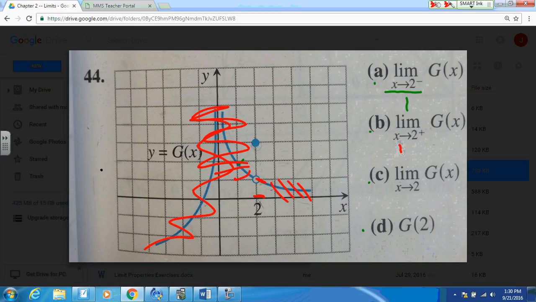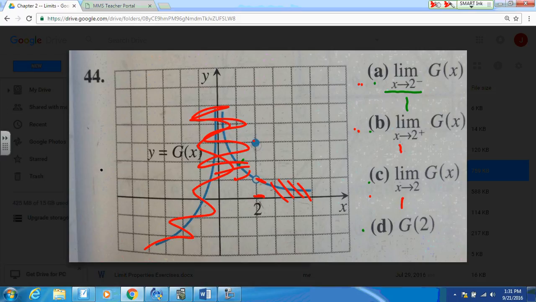Now we are asked about the limit as x goes to 2 of g of x, and we have all the information that we need because of our two-sided theorem. Since the limit from the left is 1, and the limit from the right is 1, therefore the limit as x goes to 2 is 1. But wait, what about this dot? Doesn't matter. The limits from left and right are both 1. The overall limit is definitely 1 also.